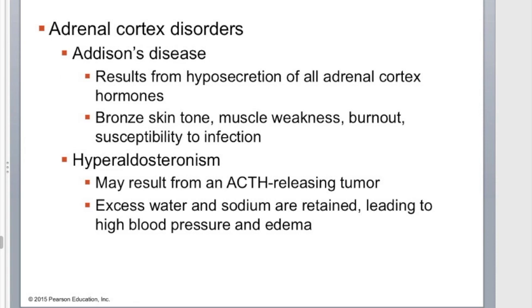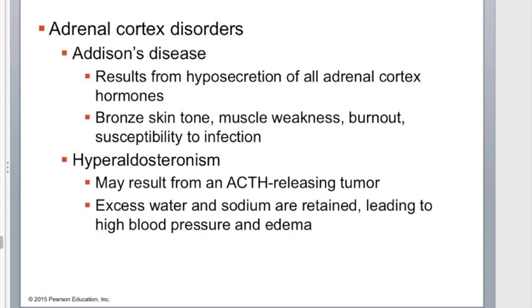Adrenal cortex disorders. You've got Addison's disease. Addison's disease is basically your adrenal cortex shutting down. It's not releasing the hormones that it would normally release. This is muscle weakness, a decrease in immune response, burnout, and it changes the color of your skin.